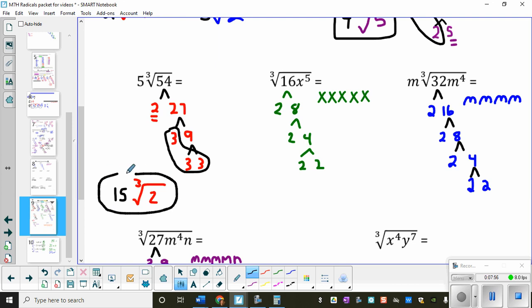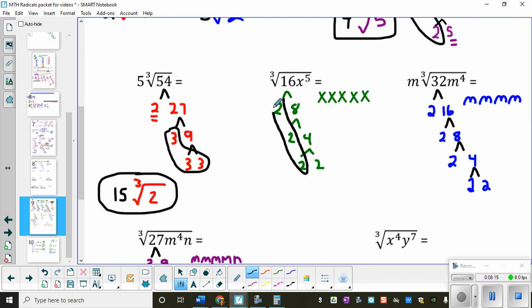15 times the cube root of 2 for that one. All right, now for this next one, it's the cube root of 16x to the 5th power. So again, prime factor tree, 2 times 8 gives me the 16, which I break down into a 2 times 4, which I break down into a 2 times 2.